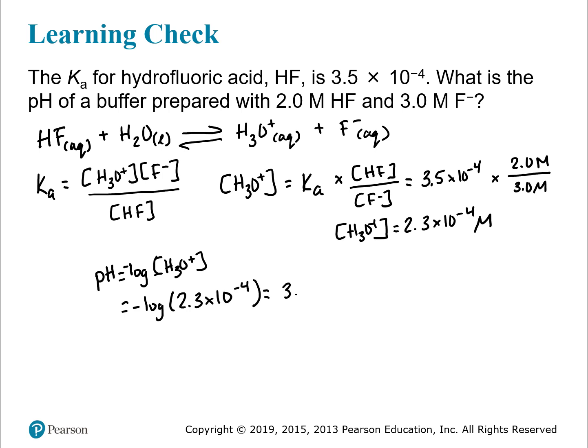Your calculator should say something like 3.6383 or something like that. But we only need 2 decimal places because we have 2 sig figs. So you should get 3.64 for the pH.